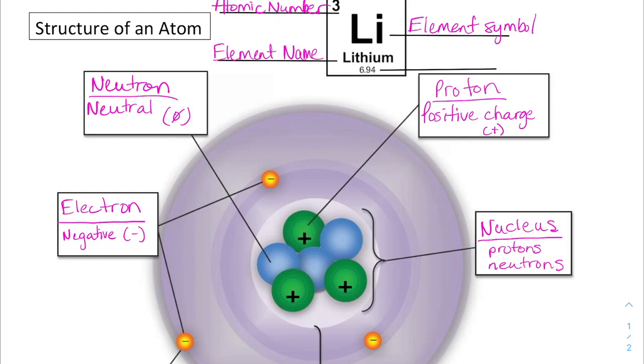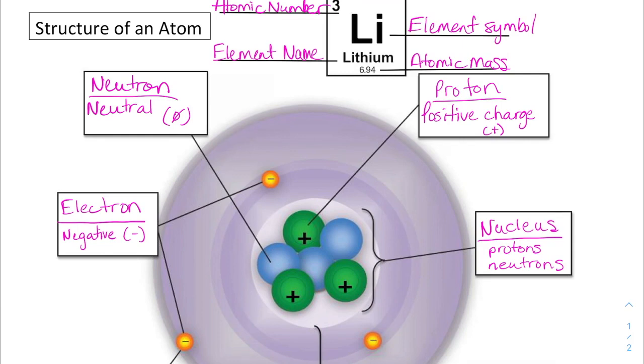And then at the very bottom, you have a number there. That is the atomic mass. It is the average of what a lithium atom would be, in this case 6.94. And you're going to learn eventually it's an atomic mass in units, so atomic mass units.